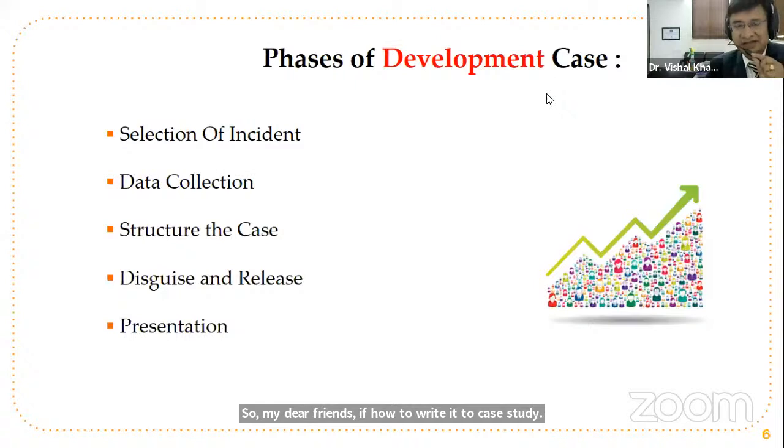The development of cases has been divided into different phases. There are the 5 phases I have mentioned over there. We will discuss each phase in detail. The first is selection of incident, then data collection, structure of the case, disguise and release, and presentation.